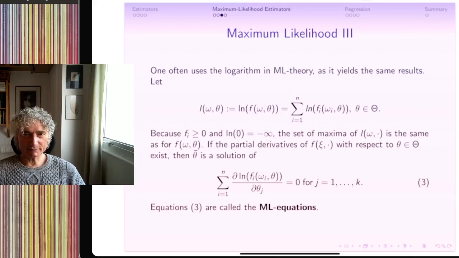Now we have that each of the f_i's is bigger or equal to 0. This is because they are densities of a probability measure. So this of course is true, and we also have here the logarithm of 0 is minus infinity. And this then of course implies that the set of maxima of this new function L of omega is the same as for the original density of this compound random variable x, which is given by f of omega, theta.